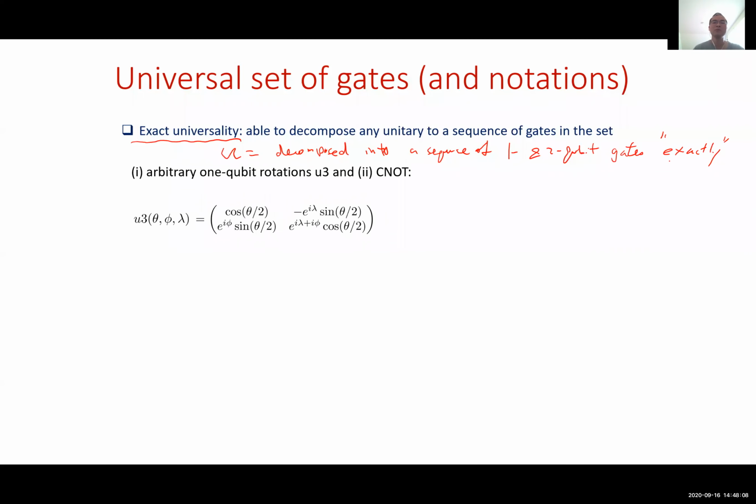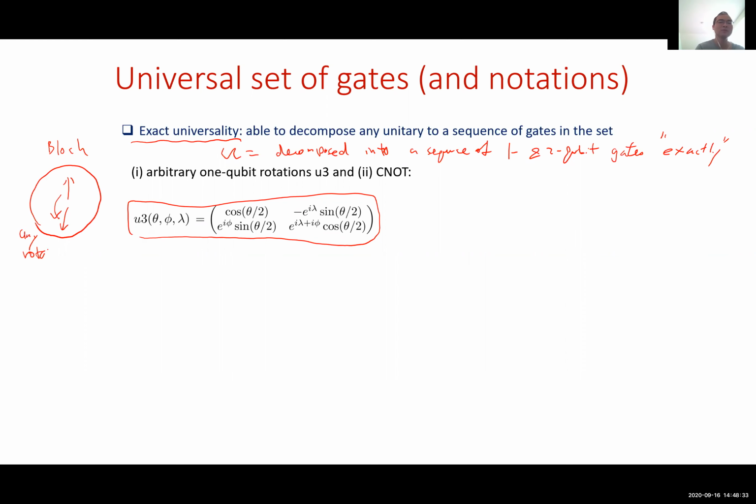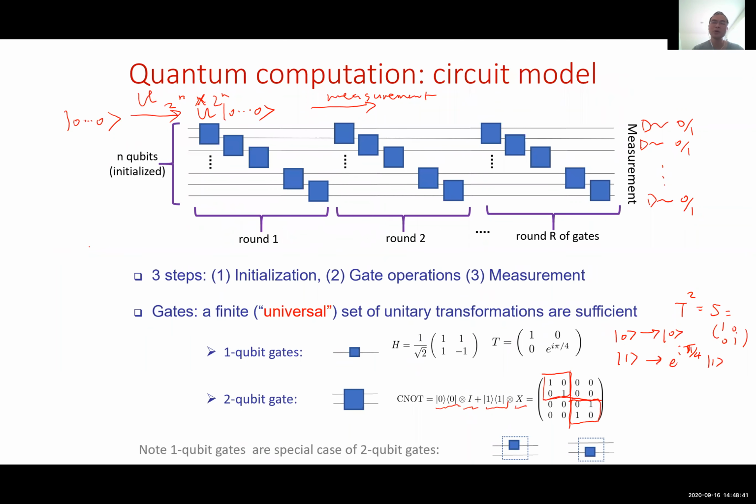To do that, you have to have arbitrary 1 qubit rotation. We'll talk about more of the detail, but it's basically an arbitrary rotation in the Bloch sphere. So for example, the U3 basically takes you to any rotation. Unlike the previous slide, which is approximate.